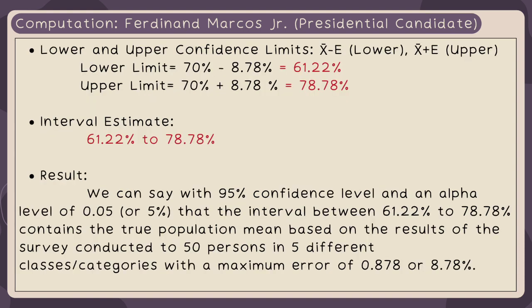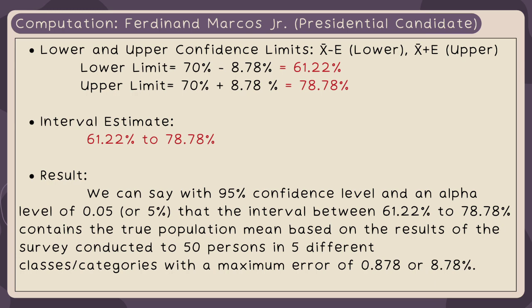To get the lower limit, we need to subtract the computed maximum error from the sample mean. Therefore, 70% minus 8.78% is equal to 61.22%. And conversely, for the upper limit, we need to add the maximum error to the sample mean. So, 70% plus 8.78% is equal to 78.78%. Our interval estimate now is 61.22% to 78.78%.